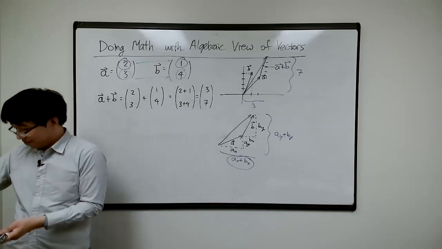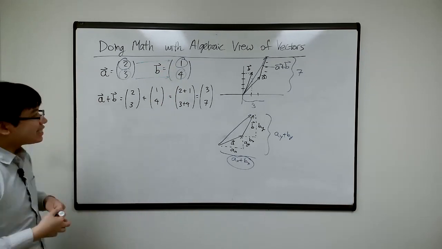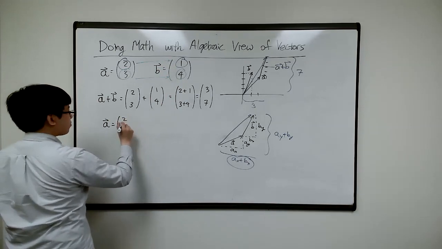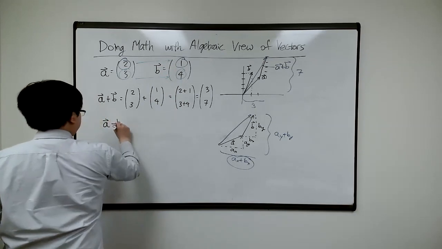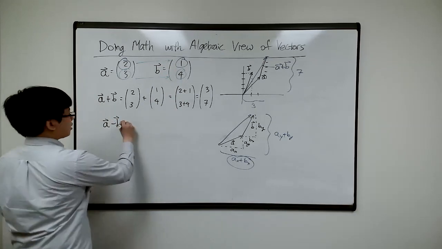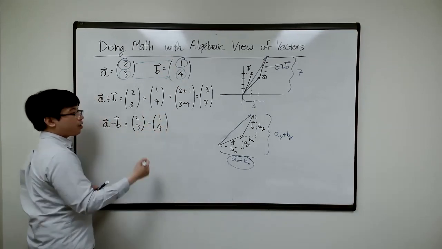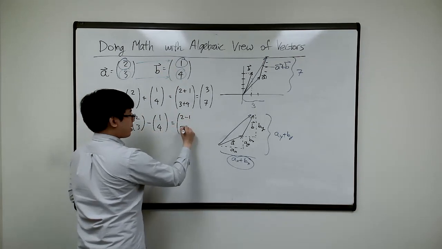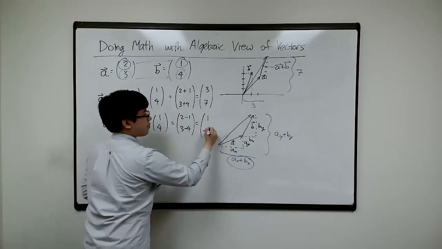Now, I know you're already thinking ahead of me. Subtraction works exactly the same way. Let's not write that out again. So the rule here is this. You just write 2, 3 and 1, 4, and subtract, and it's directly 2 minus 1 and 3 minus 4. So 2 minus 1 is 1, and 3 minus 4 is minus 1.